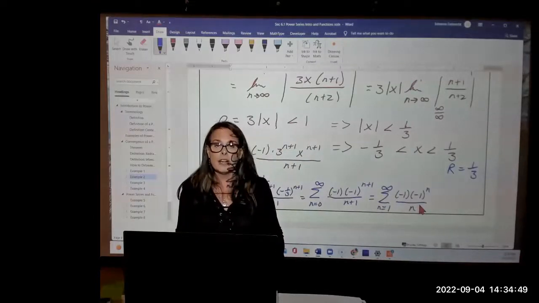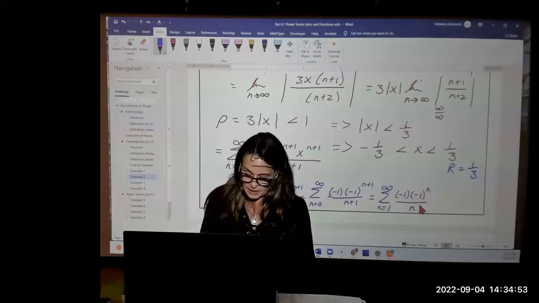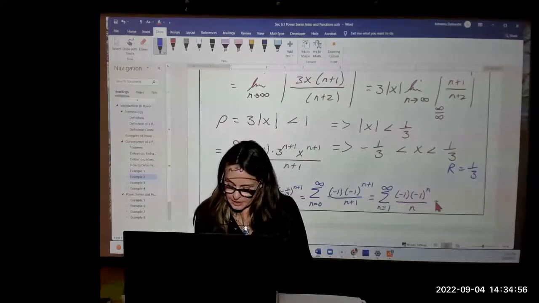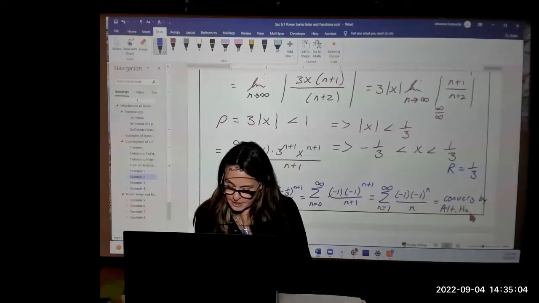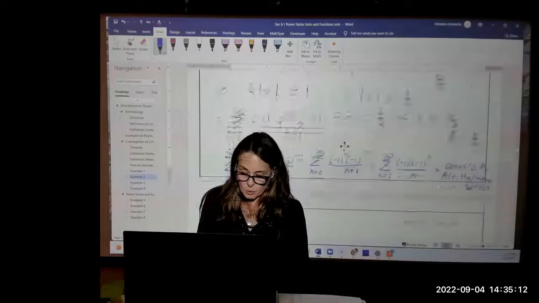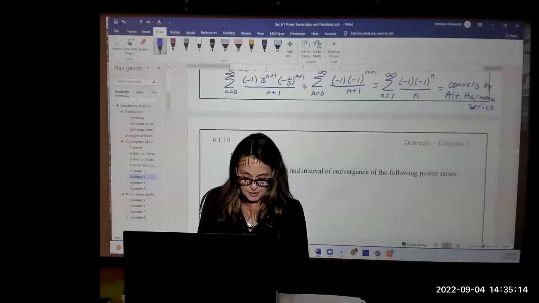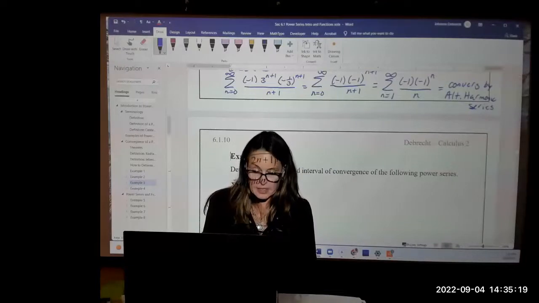We know the alternating harmonic series converges. So when we're looking at this particular one, this must converge by alternating harmonic series. It is the alternating harmonic series. So we know it converges at -1/3. Well, what about at 1/3? We don't know what happens at 1/3. Let's take that one and let's find out what happens there.